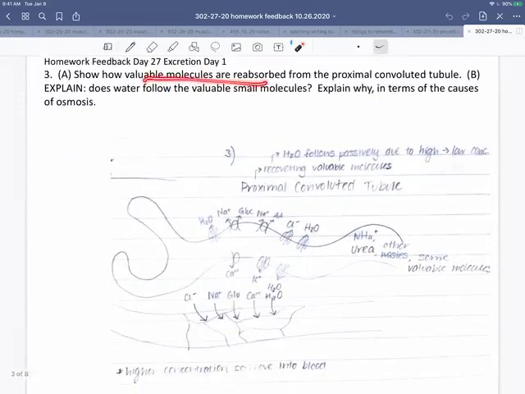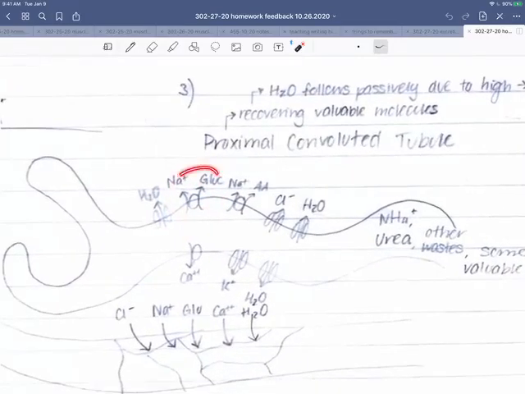How are valuable molecules reabsorbed from the proximal convoluted tubule? Secondary active transport here: sodium and glucose, sodium and amino acids, and other secondary active transport of valuable molecules. Chloride follows passively because of the charge. And water, if there are aquaporins there, and there are, also follows because as these ions moved out, all the water that was in the hydration shells around the sodium or around amino acid now is free and it moves out.